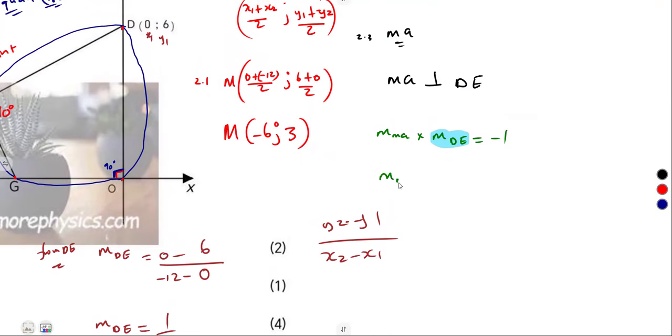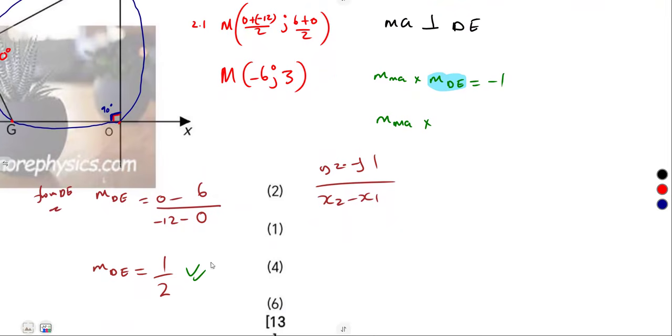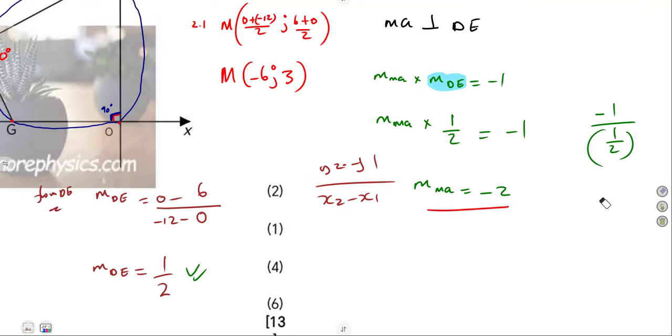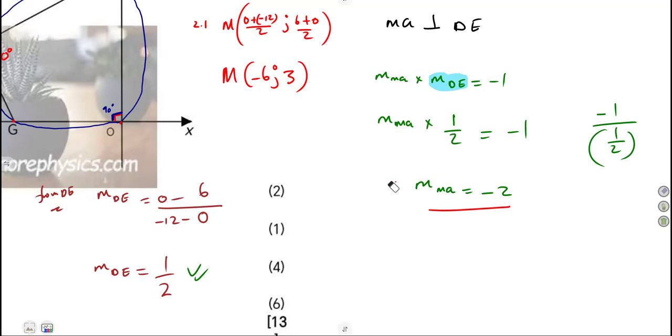The gradient of the line MG times the gradient of the line DE, which it is perpendicular to, is supposed to give us -1, the product of these two. So what is the gradient of the line MG? Simply divide -1 by 1 over 2, or multiply by 2. So that's -1 over 1 over 2. From your calculator, -2. So the gradient of the line that we need to find its equation, we have it.